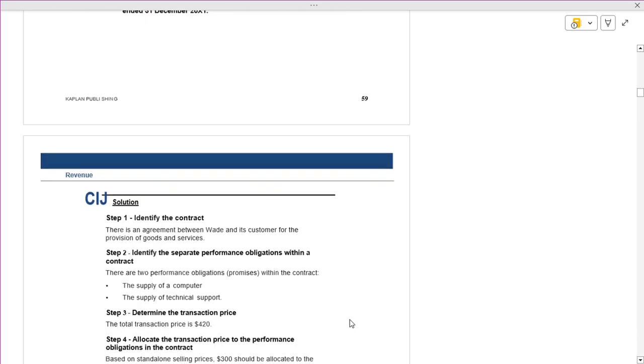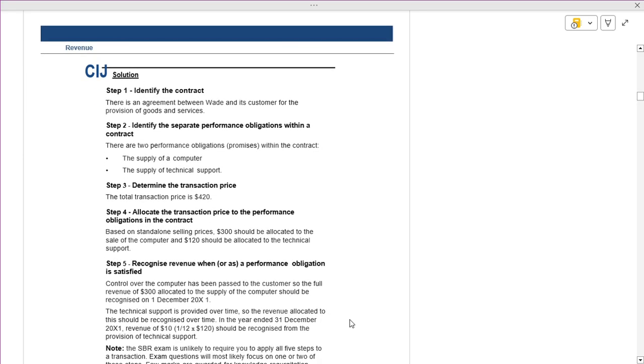Now see how the things are working. They said that this is an agreement between Wade and the customer. First thing, there is an agreement. There are 2 performance obligations. One side we are giving the product, and on the other side we are talking in terms of service. The third is we are having a transaction price. We are allocating the price: 300 for the product and 120 for the service.